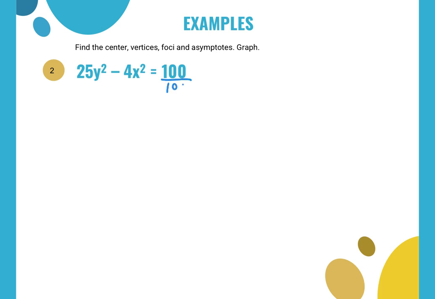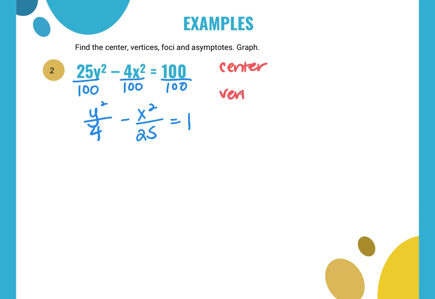Divide everything by 100. It's got to be equal to 1. So y squared over 4 minus x squared over 25 equals 1. Tell me what you know already. It's vertical because the y comes first this time. As soon as I see vertical, I put a over b because that helps me with my asymptote later. So vertical asymptotes are a over b, horizontals b over a.